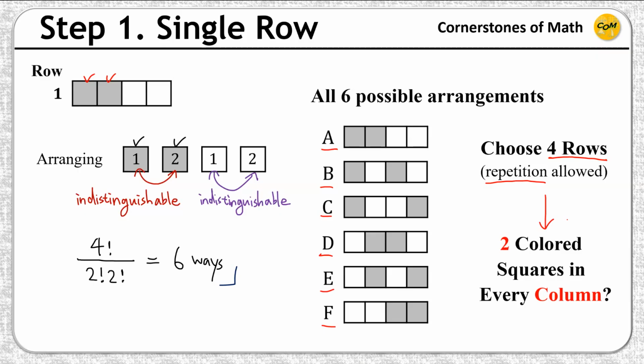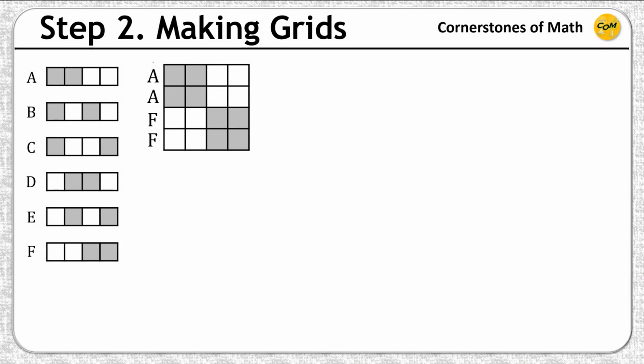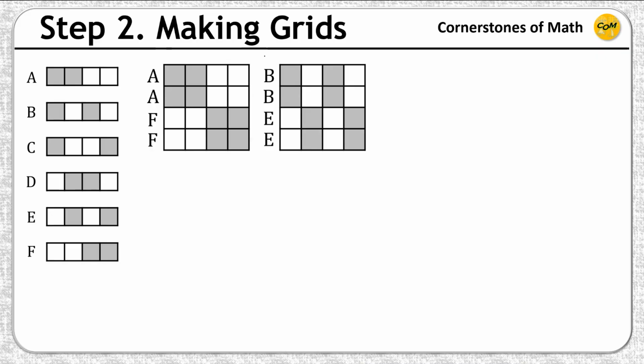Now we must find out which combination of rows A to F will result in a grid that contains 2 colored squares in every column. Well, one example is the AAFF combination, which clearly gives 2 colored squares in every row and column. Other arrangements using 2 A's and 2 F's also work, such as AFFA, but I will deal with that later. Another example is the BBEE combination.